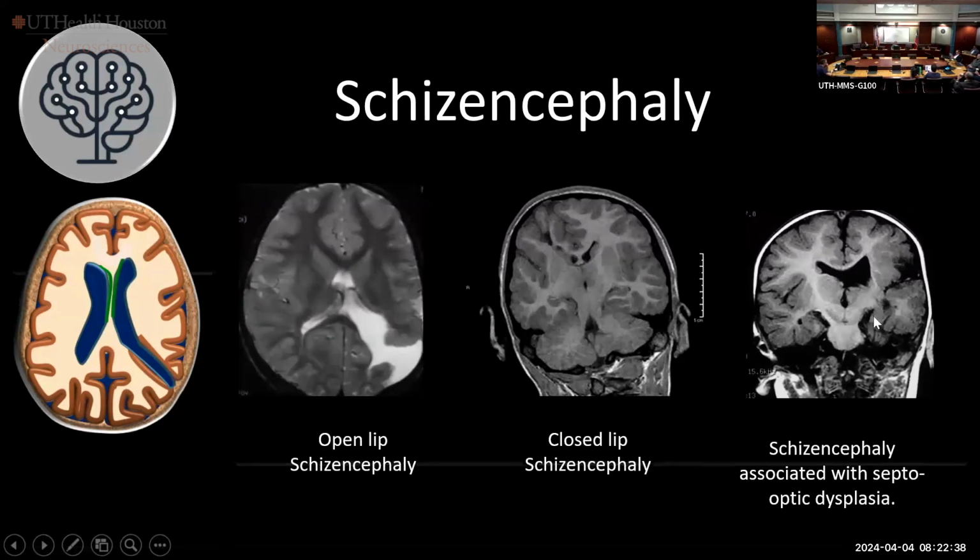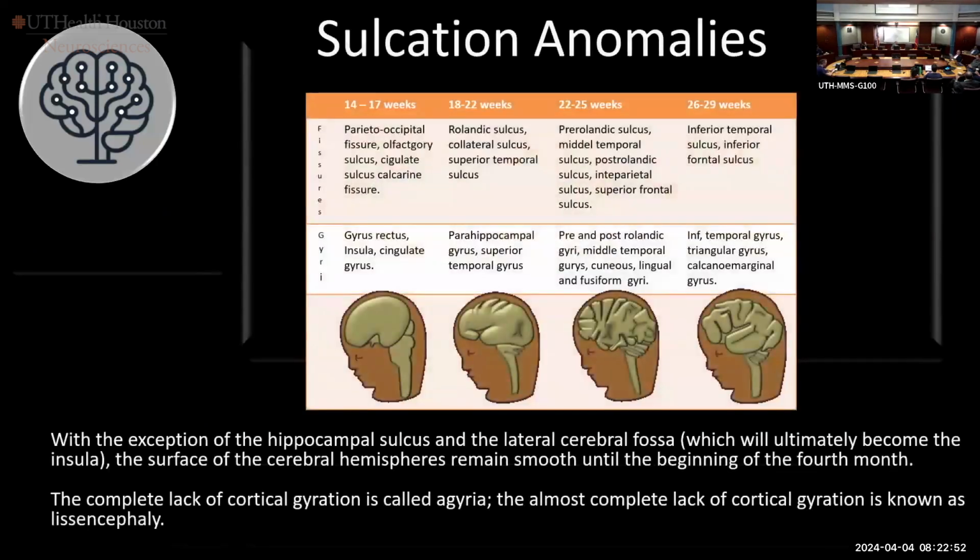And then it can be associated with other things, as I told you. We're going to talk about septo-optic dysplasia, but just as a reminder, you do not have a septum pellucidum here, as you can see in this case. Is there any clinical repercussion of closed lip versus open lip, or is that just radiological? It's just the way they look.